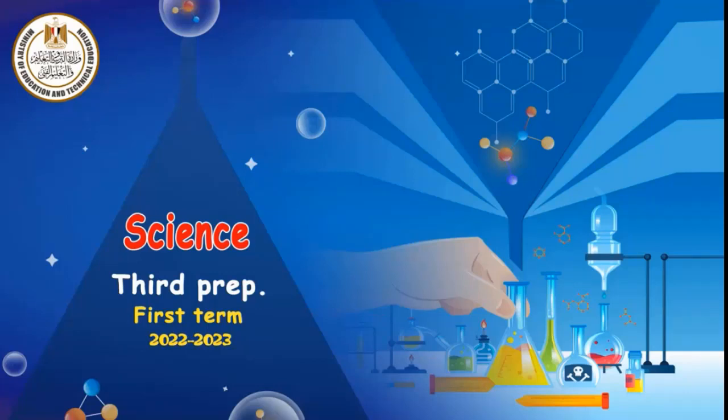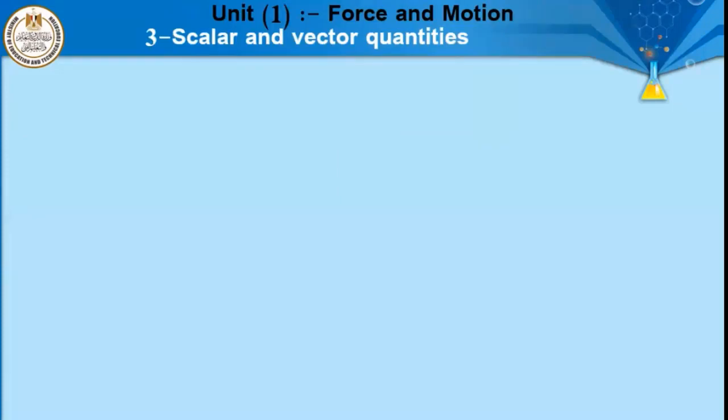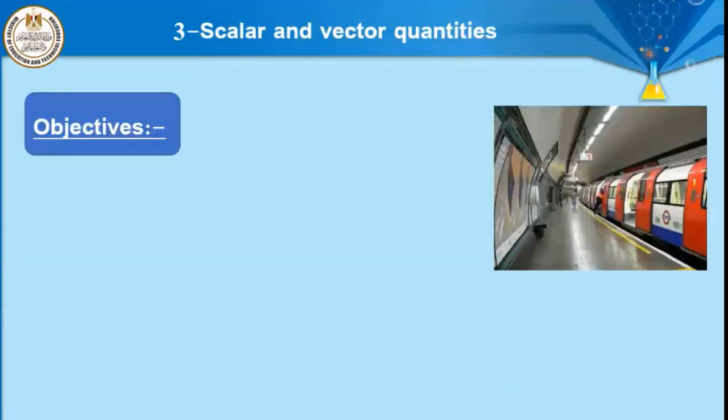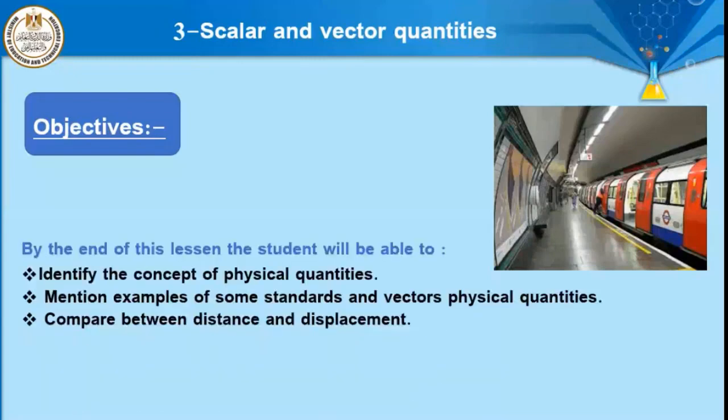Let's start. In this part, we will talk about some objectives about lesson 3. Number 1, identify the concept of the physical quantities. Mention examples of some standard and vector physical quantities. Last one, we will talk about one example of scalar and vector quantities, which are distance and displacement.